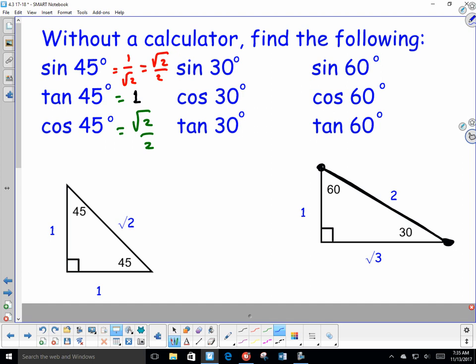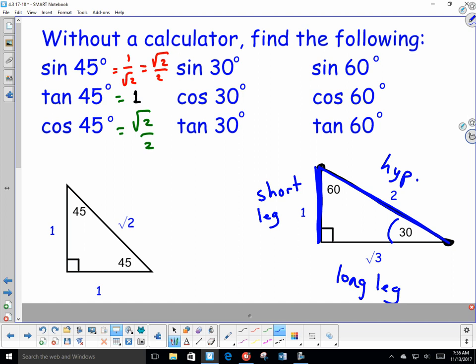And the short leg is the one that's across from the 30-degree angle. So this is the short leg, this is the long leg, and this is the hypotenuse. All right, so if the short leg is 1, then the hypotenuse is going to be double that, and that's going to be 2. And then how do we find the long leg? Well, that's always short leg times square root of 3. So really 1 times square root of 3, but that's just equal to square root of 3.